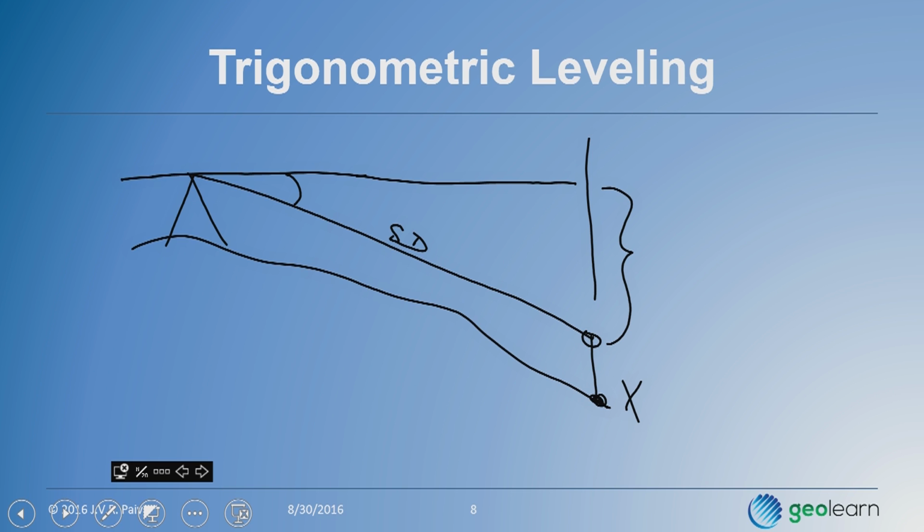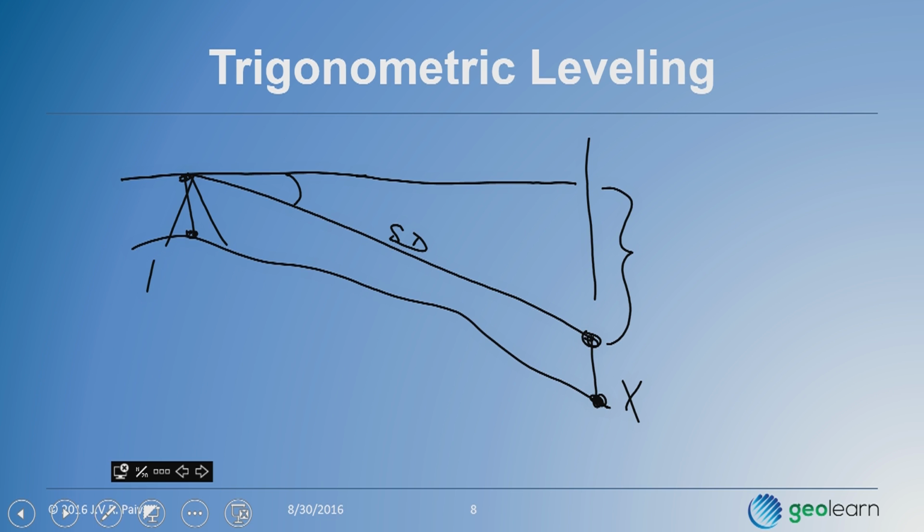Then you have what's referred to as the height of your instrument above the point on the ground here, and then the height of the rod above the point here. They may not be the same. You can throw those into the equation and get the elevation of point X.